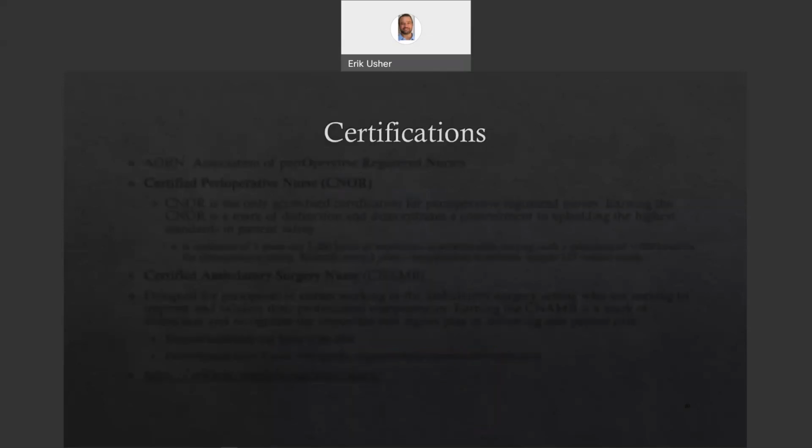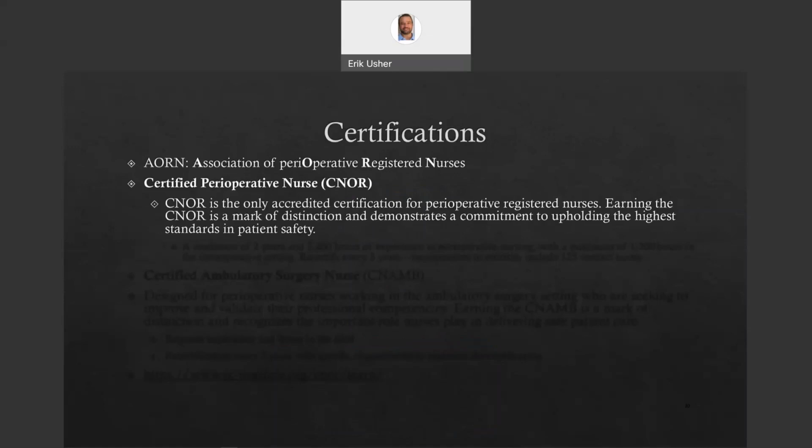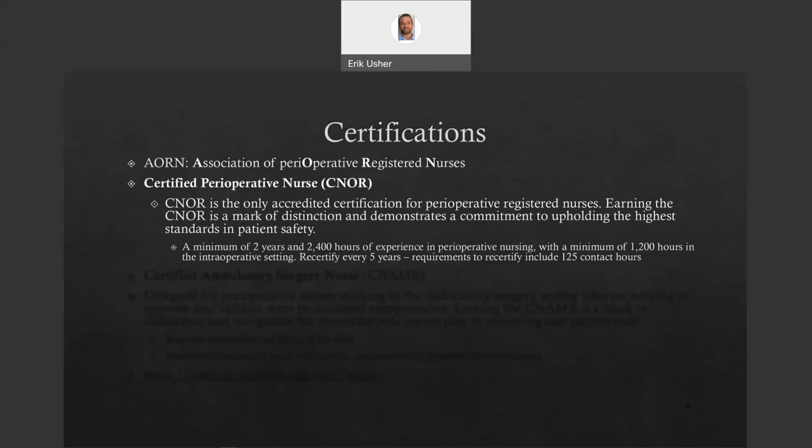There are certifications that can happen. The Association of Perioperative Registered Nurses. You can be a certified perioperative nurse, CNOR, and it's the only accredited certification for perioperative registered nurses. Earning the CNOR is a mark of distinction and demonstrates a commitment to upholding the highest standards in patient safety. A minimum of 2 years, 2,400 hours of experience in perioperative nursing, with a minimum of 1,200 in the intraoperative setting specifically. They're recertified every 5 years. The requirements to recertify include 125 contact hours.